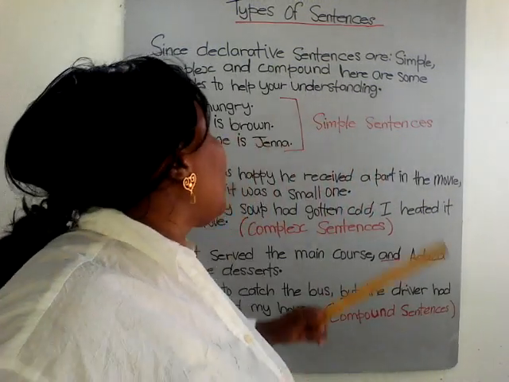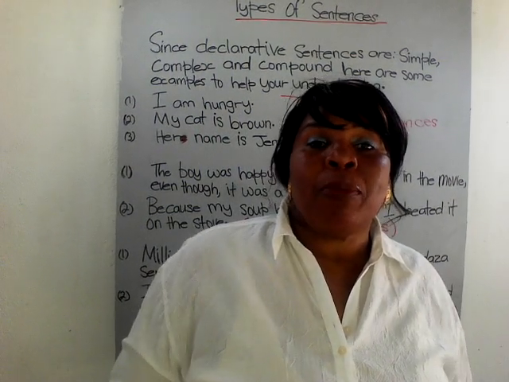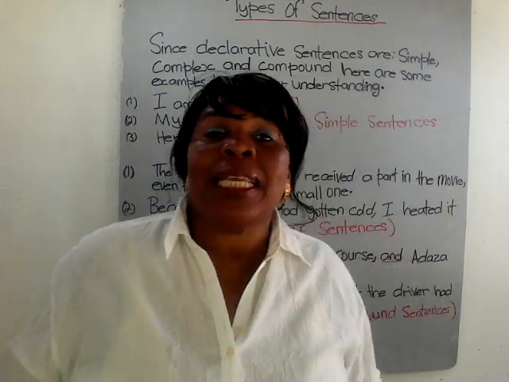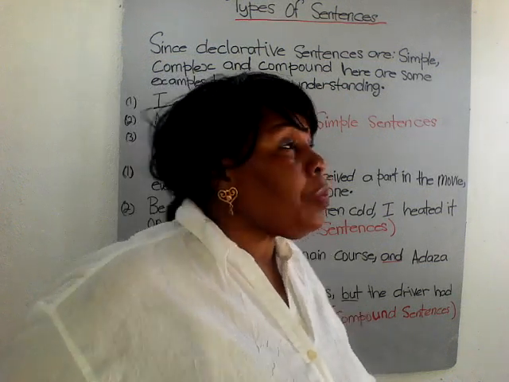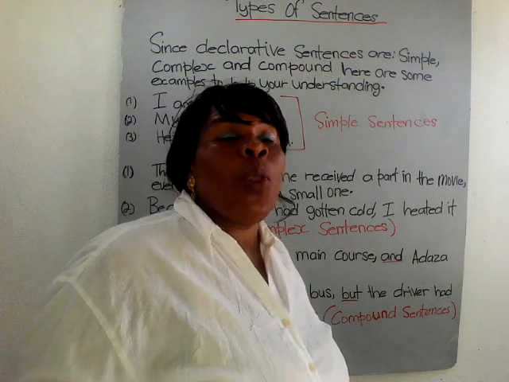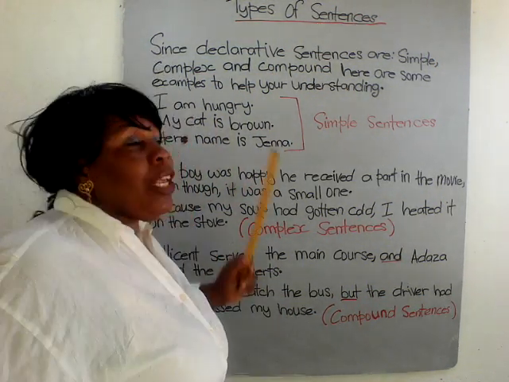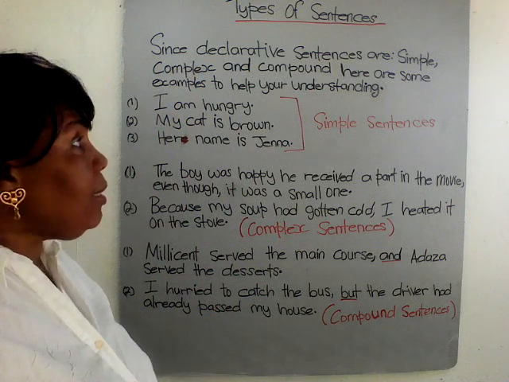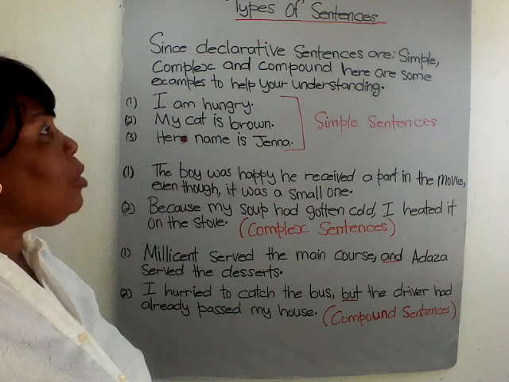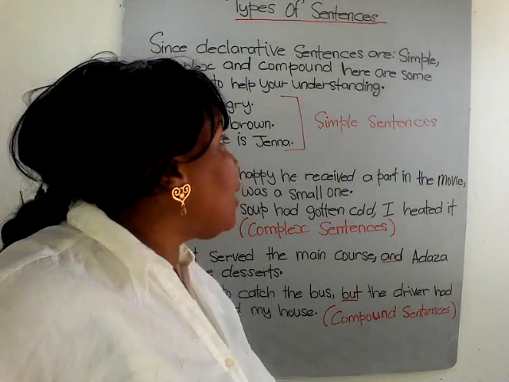In this lesson, we're going to be talking about types of sentences. In our previous video, we talked about four different types of sentences: declarative sentences, interrogative sentences, imperative sentences, and exclamative sentences. All right, so here are some examples that will help you along with understanding these sentences that we know as declarative sentences. Since declarative sentences are simple, complex, and compound, here are some examples to help your understanding.